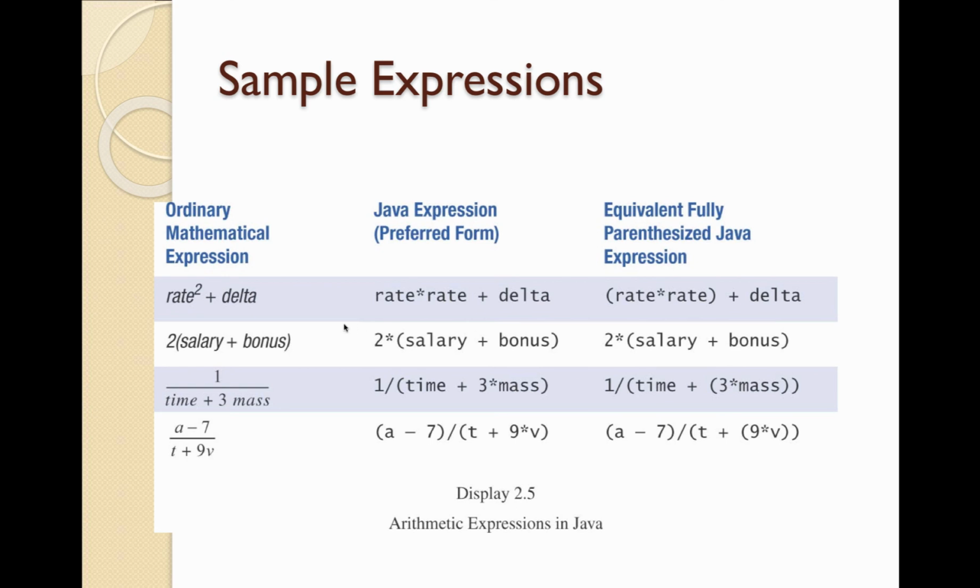Here's some example expressions of how we would write things, let's say, from a mathematical expression to a Java expression, how we'd write it in our code. If we wanted to write something like rate squared plus delta, we'd write it like this in our code. Note in math, we can write a number on the outside of parentheses, and it's assumed that we're multiplying that number times whatever is inside of the parentheses. In Java, you have to explicitly put the multiplication symbol between that number and the parentheses.